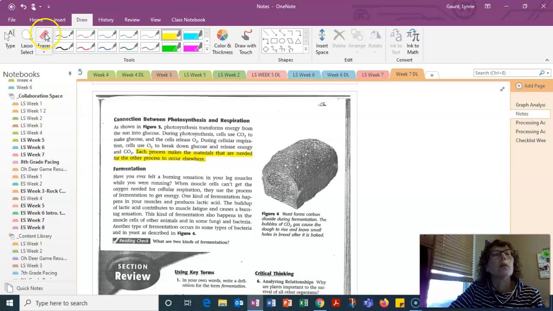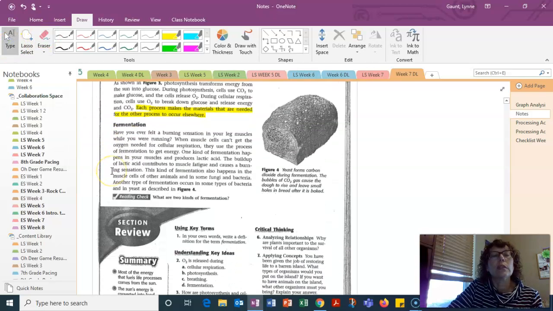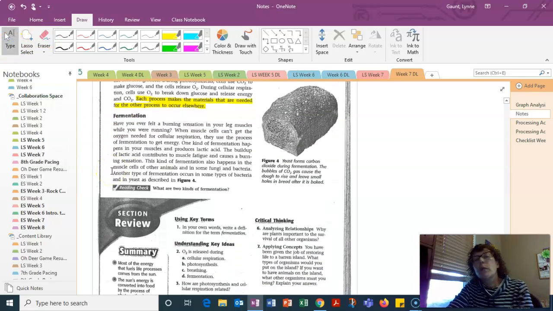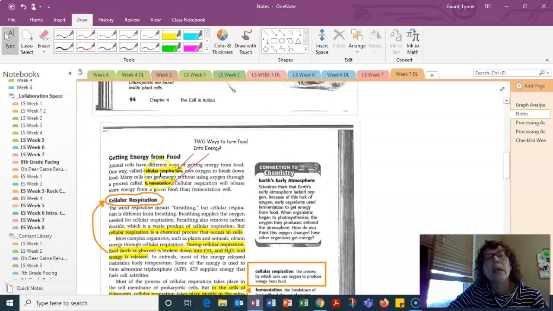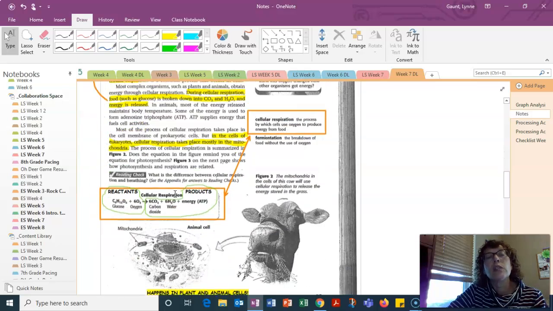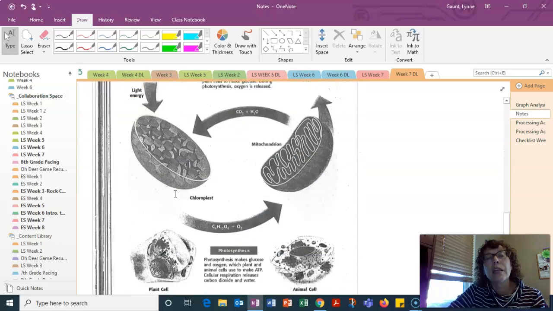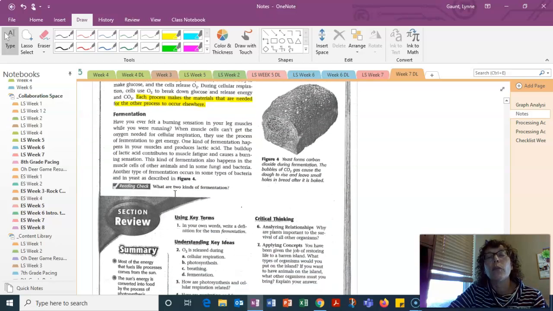All right, go back and click on type. Let's read this last paragraph. So remember, I'm going to scroll back up for a second because at the top of our second page, we said there's 2 ways to turn food into energy. One is cellular respiration and one is fermentation. Then we talked about cellular respiration, and now we're finally talking about fermentation.